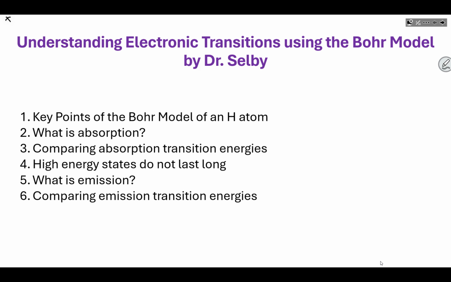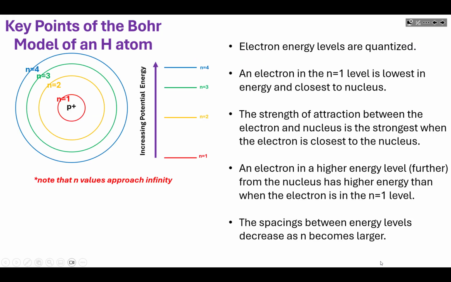This is Dr. Selby here, and I want to discuss electronic transitions using the Bohr model. Let's start off with key points of the Bohr model of a hydrogen atom. So, the first key point is that electron energy levels are quantized.